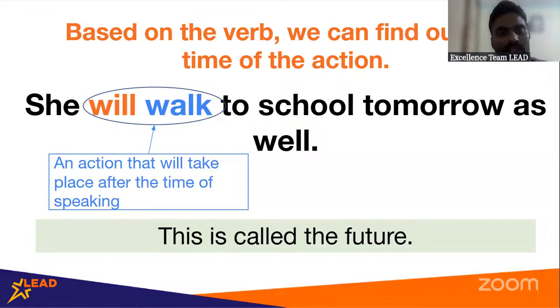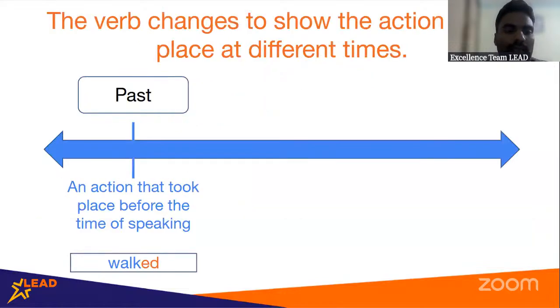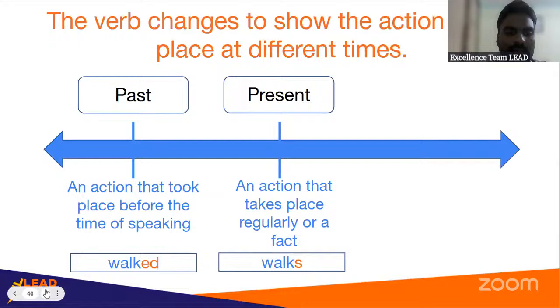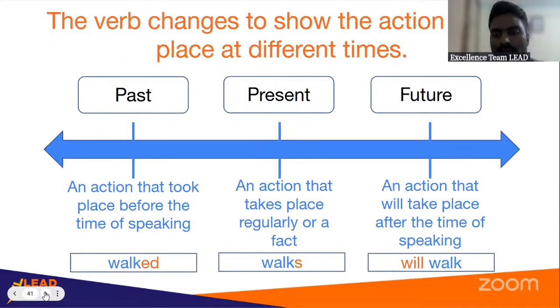So what we did is, we brought out the statements from the paragraph exclusively, and we have helped the children understand the different action forms that are happening in different time spaces, right? Now to quickly sum up, what is past? Past is nothing but an action that took place before the time of speaking. What we have used here is walked. What is present? Present is nothing but an action that takes place regularly or a fact, which is walks. And finally, what is future? An action that will take place after the time of speaking, which is will walk.